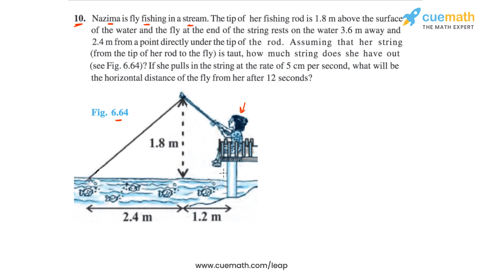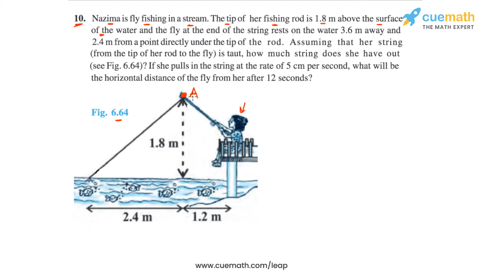Fly fishing is a kind of fishing in which you have an artificial bait at the end of your fishing string. Fishing string has a small bait at the end. So that's a type of fishing. So the problem statement says the tip of her fishing rod is 1.8 meter above the surface of the water. So this here is the tip of the fishing rod.